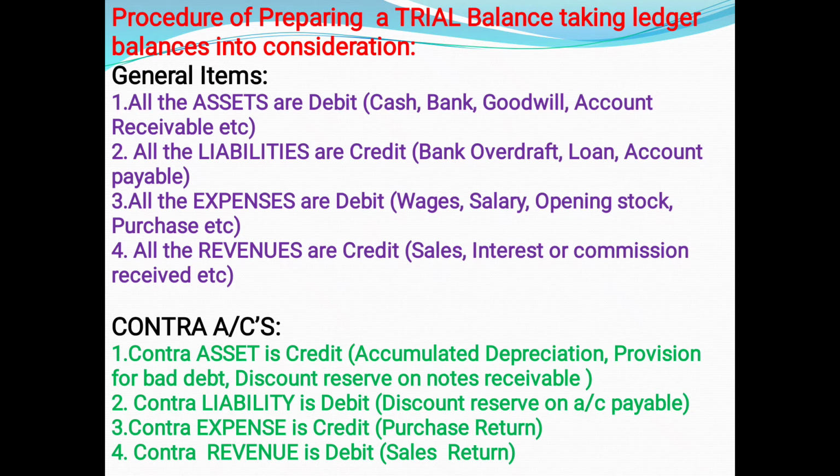Number 2, all the liabilities are credit. That is, bank overdraft, loan, accounts payable, etc. Dear students, 2 types of liabilities are available in a business: the current liabilities and long-term liabilities. So all types of liabilities are credit in a trial balance.